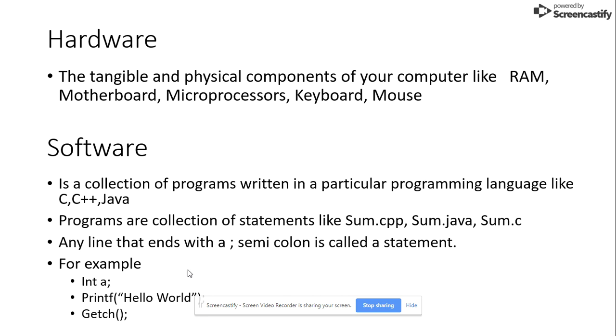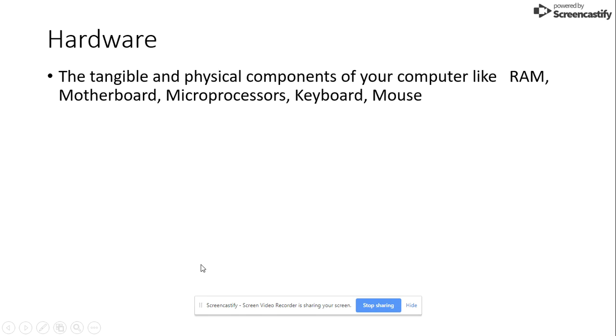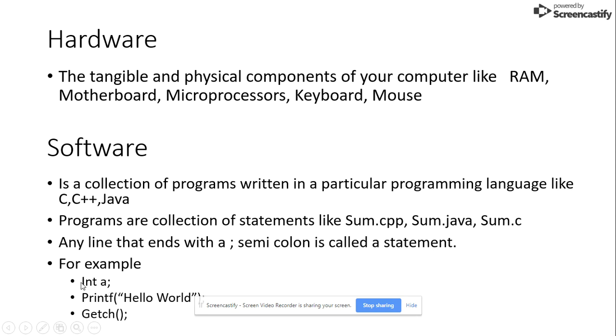The programs generally have a name like some.cpp, some.java, some.c. .cpp is for C++ programs, .java for Java programs, and .c for C language programs. Whenever we write a program in most languages, that is C, C++, Java, even PHP, we end every line with a semicolon. For example, int a, printf, and getch. We have to end every line with a semicolon, just like in English we end every sentence with a full stop, or in any other language there is a symbol to end a sentence.